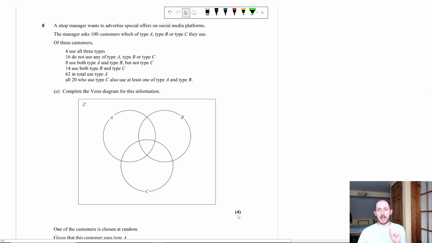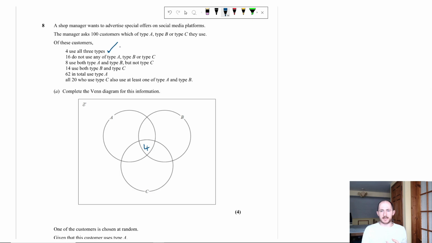You lose a mark for every number that's wrong or missing or in the wrong place. So you have 4 mistakes. You start off at 4 marks, cool, but then you drop 1 for each one. So what I do is you always start from the middle and work your way out. So here it says 4 uses all types, right? So put a 4 there. And then I tick it off.